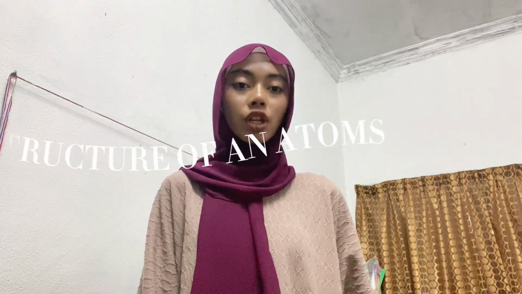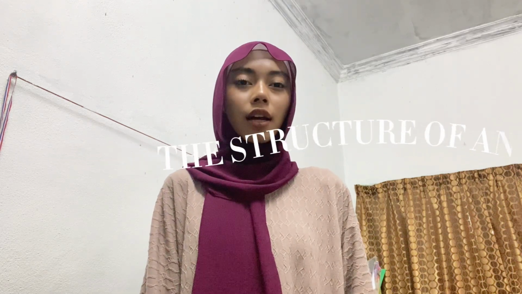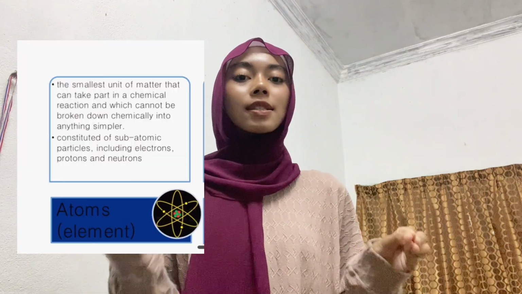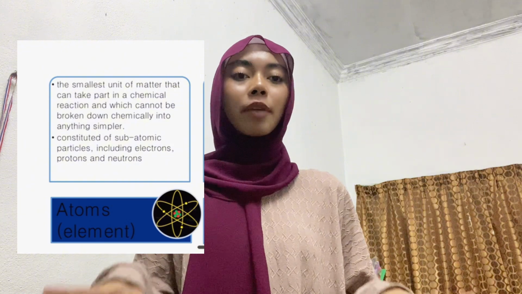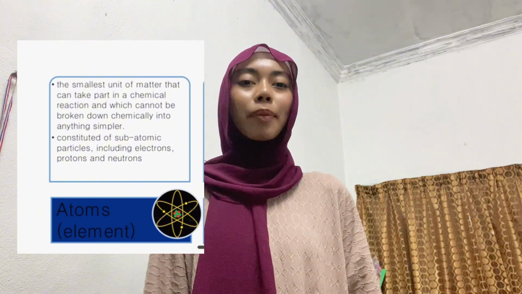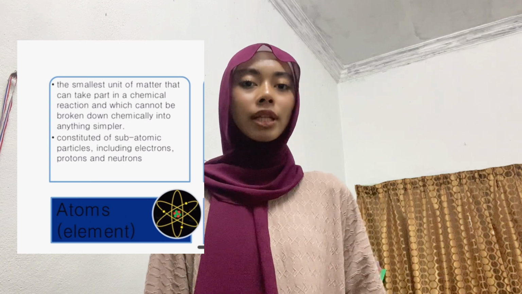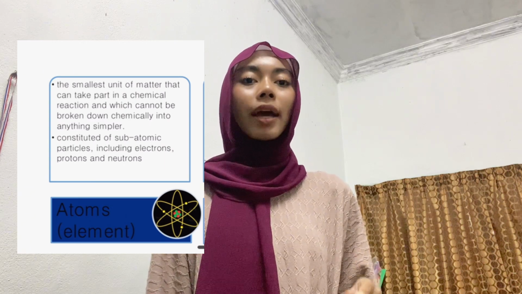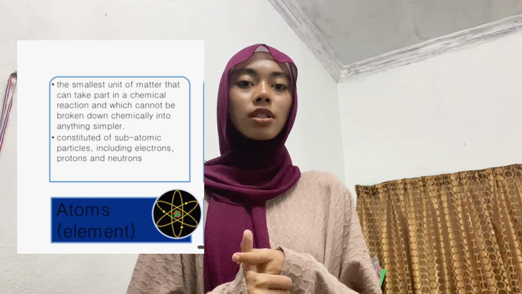Today I will talk about Chapter 1, the structure of an atom. First of all, I will tell you the definition of atoms, molecules, and compounds based on Dalton's atomic theory. An atom is the smallest unit of matter that can take part in a chemical reaction and which cannot be broken down chemically into anything simpler, constituted of subatomic particles including electrons, protons, and neutrons.